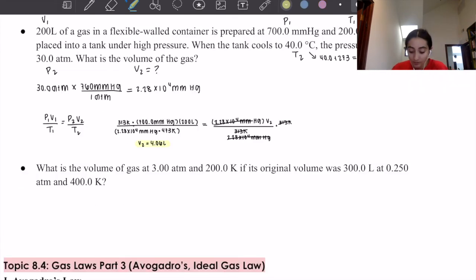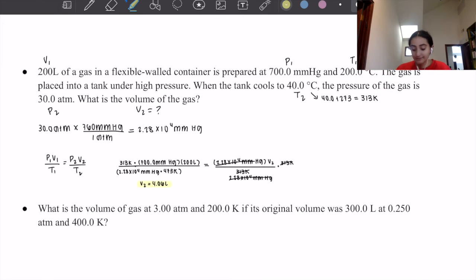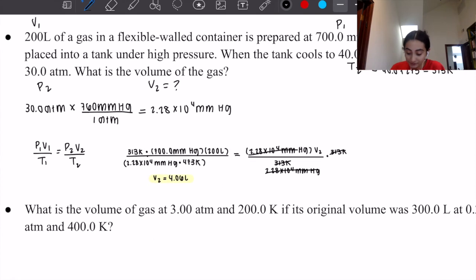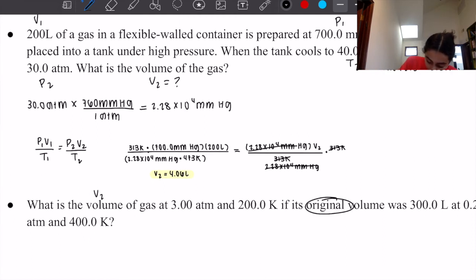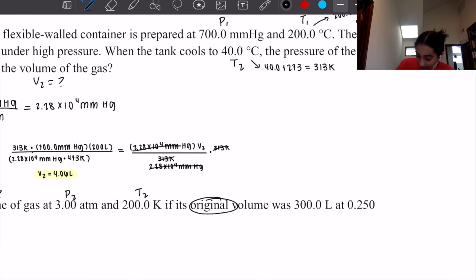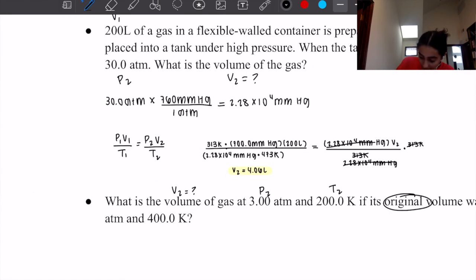So next, what is the volume of a gas at 3 atmospheres and 200 Kelvin if its original volume was 300 liters at 0.25 atmospheres and 400 Kelvin? This question is kind of tricky because the original comes after the final. So we are looking for the final volume. We have our final pressure. We have our final temperature. We have our initial volume, our initial pressure, and our initial temperature.